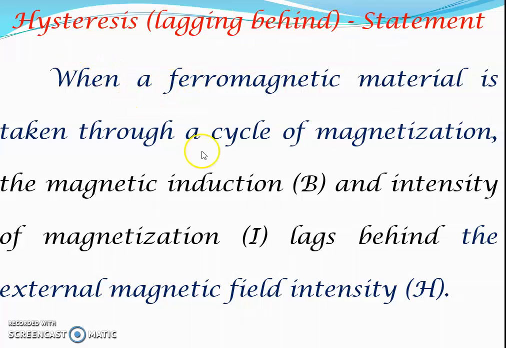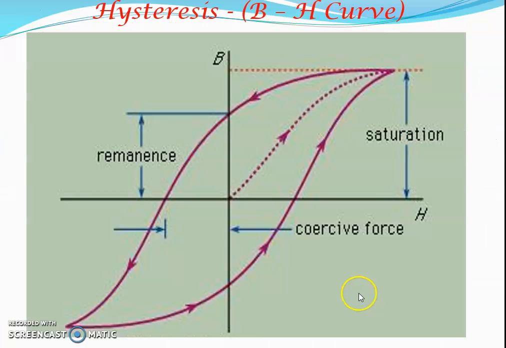Hysteresis. When a ferromagnetic material is taken through one cycle of magnetization, the magnetic induction B or the intensity of magnetization I lags behind the external magnetic field H. So this shows the hysteresis law. Let us consider a ferromagnetic material.